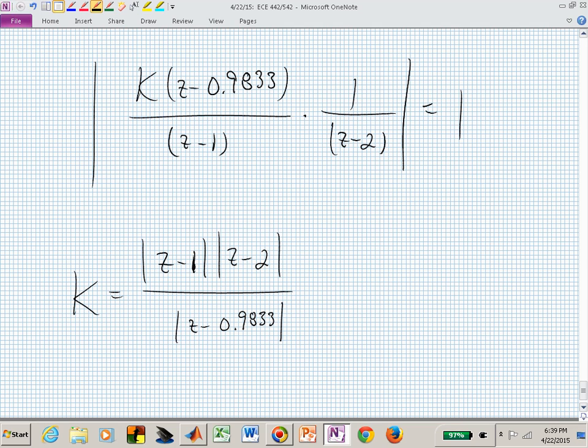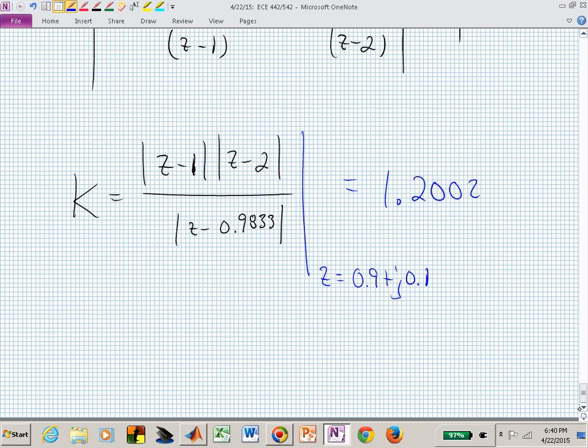I have to plug in a specific value for z. What z do I plug in? Have we forgotten? 0.9 plus j0.1, that's where we wanted to be on that root locus. So that's where we evaluate this gain. This is now at 0.9 plus j0.1. You could do it at 0.9 minus j0.1. It'll give you exactly the same gain. This ends up being 1.2002.